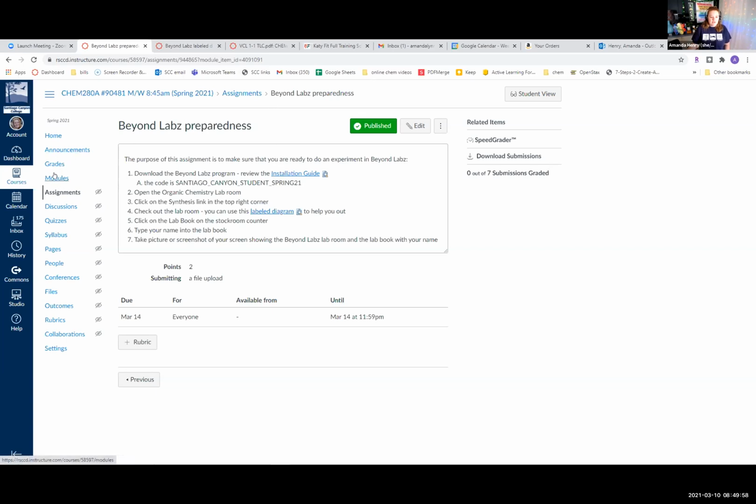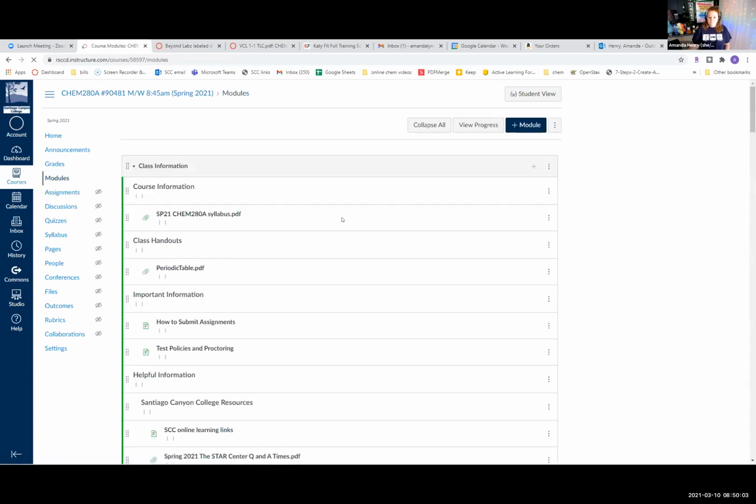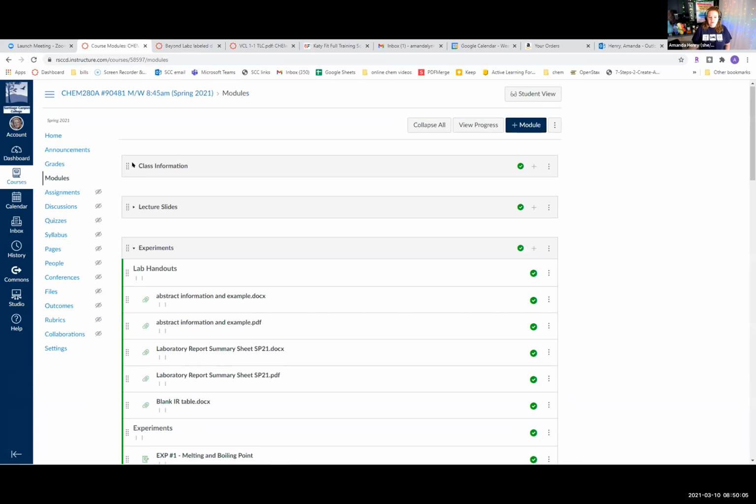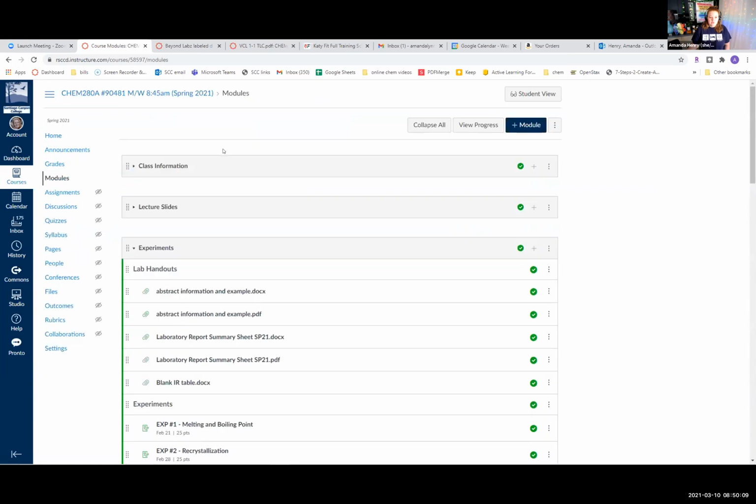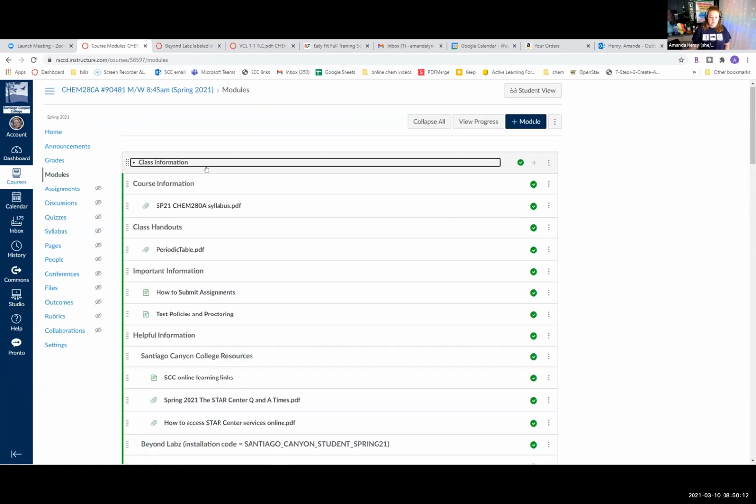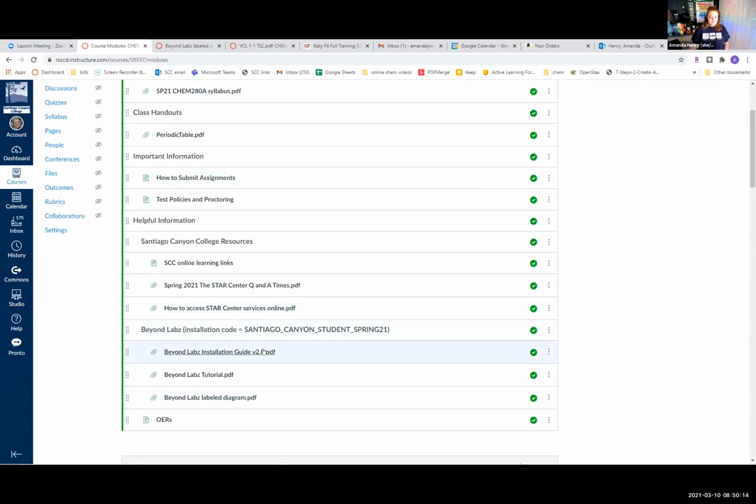In the modules, in the very first one, our class information module. Nope, I want this one. There we go. There's a Beyond Lab section. So this is the installation guide that is linked in that assignment. There's also a tutorial. So, I mean, you can look through that. You don't really need it right now, but you can look through it. And then this is that same diagram that I have linked. And then the installation code is also typed out right here.